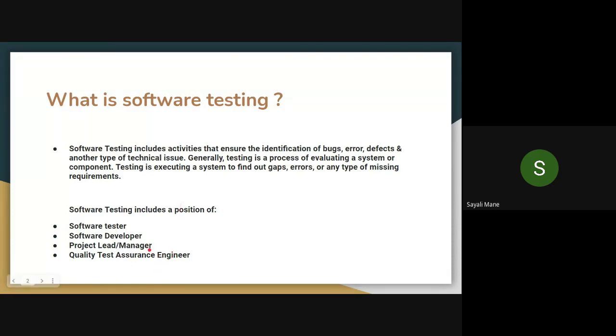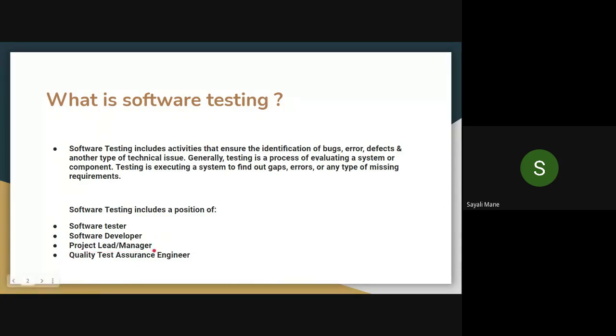So in a company, these are the positions which come under software testing. One is a software tester. Now, a tester means what? A person who tests the software. Then, there is the software developer. That is a person or team of people who develop the software.